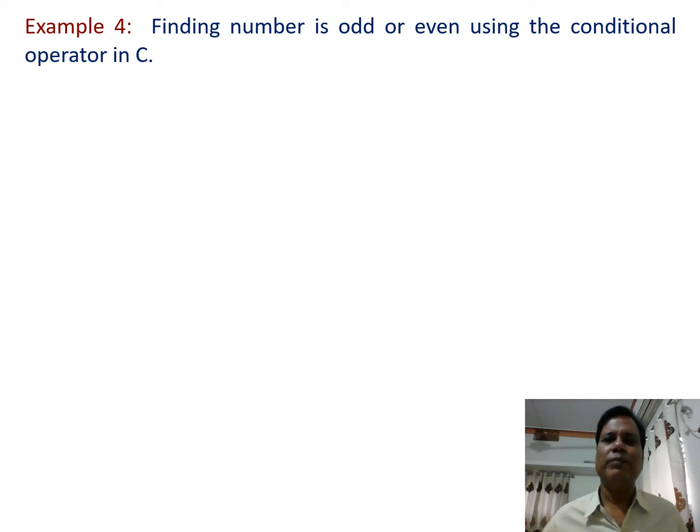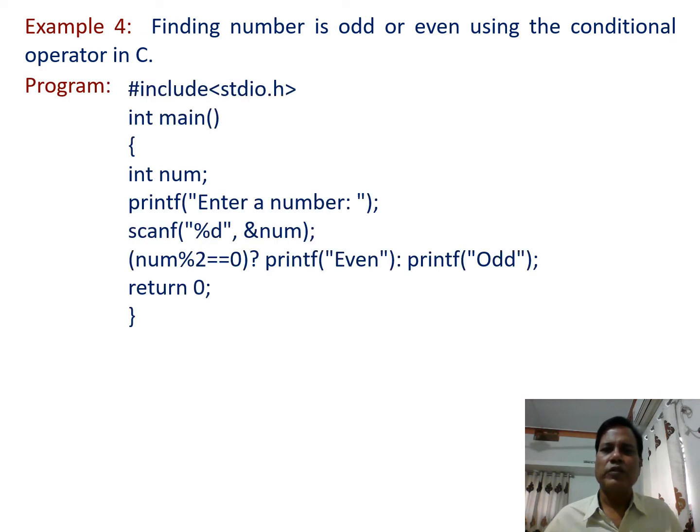In example number 4, finding whether a number is odd or even using the conditional operator. We have to find whether the entered number is odd or even. A program can be written like this one. In this program, we declare a variable num, then using the printf statement, "Enter a number", the user enters a number, and that is taken in by the scanf function and stored in the variable num.